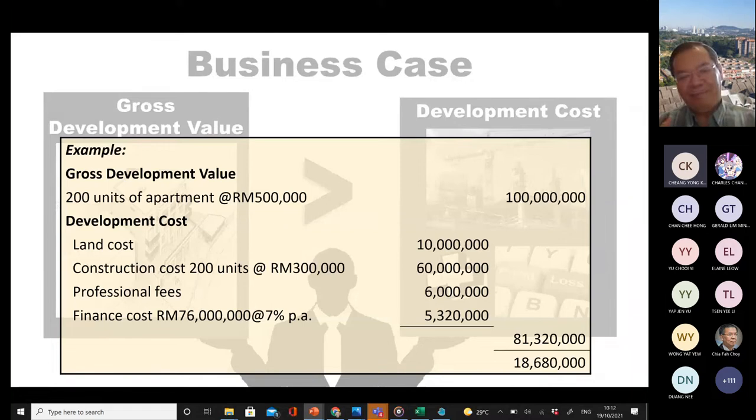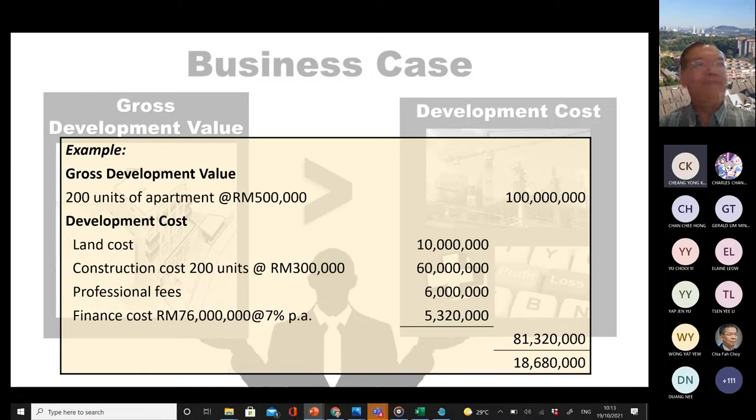Now, the business case for a development project, like you are carrying out some development for sales purpose or whatever purpose, is quite easy to determine. We base it on the total sales you can generate and your total expenses, or what we call development cost. The difference: if there's a sufficient profit margin, then we can consider this project viable and go ahead, etc.